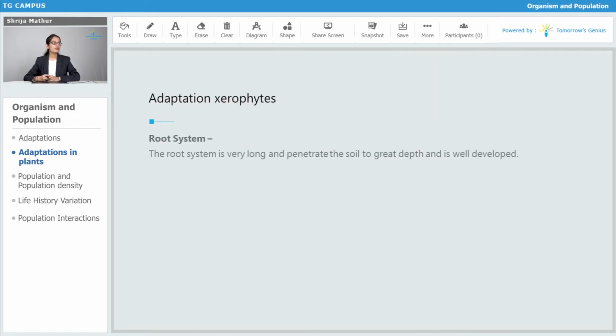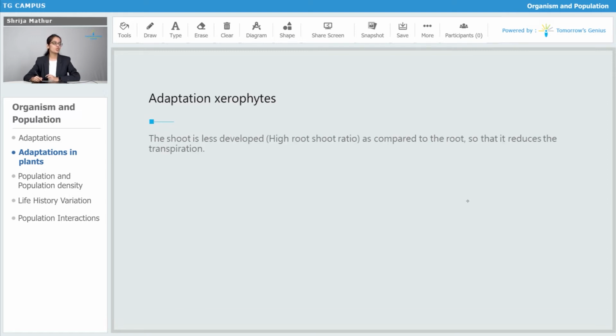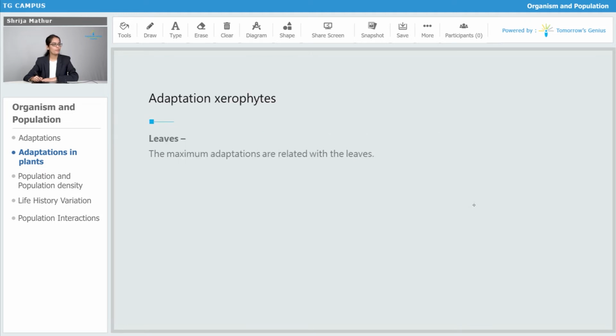The root system is very long, penetrates the soil to great depth and is well developed. The shoot is less developed, that is a high root shoot ratio, so that it reduces transpiration. When we talk about a high root shoot ratio, we are referring to the loss of water. The shoot is less developed, so the ratio is less. The roots are developed in sandy soil. The length of roots is more than shoots.